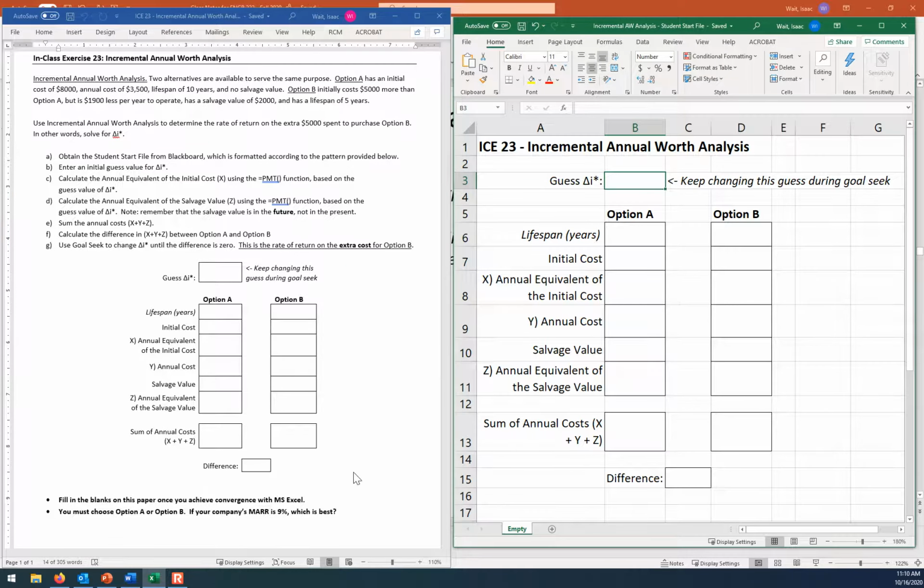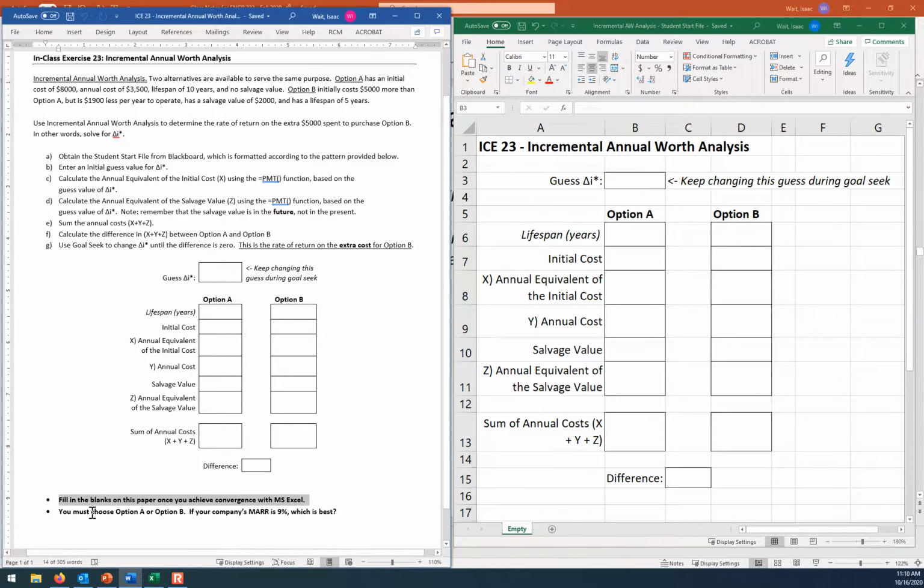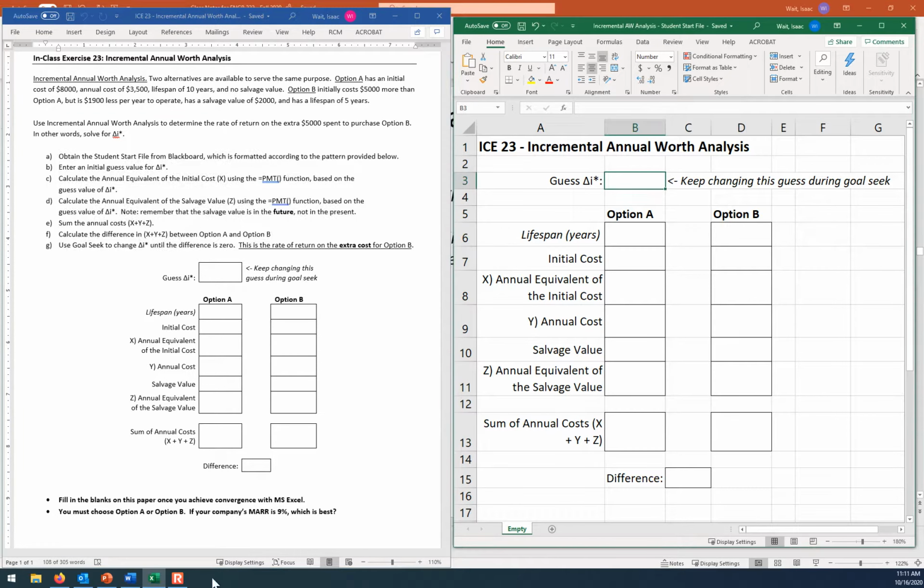There's also the secondary question at the bottom: if you choose option A or option B, which one should you select? If your rate of return is 9%, should you buy the more expensive alternative or the cheaper alternative? All right, I'll pause for now and you work through the process of figuring out from these instructions how to fill in the template file.